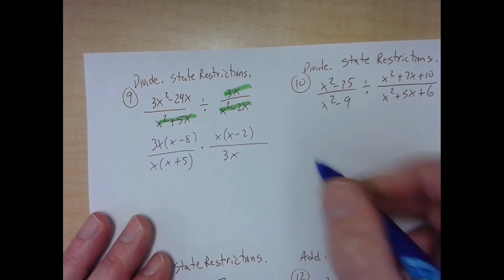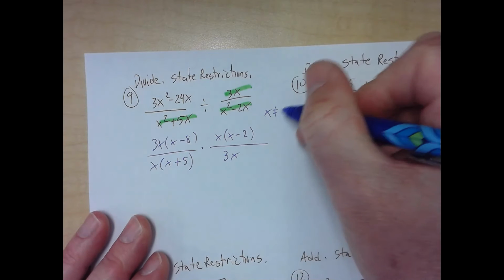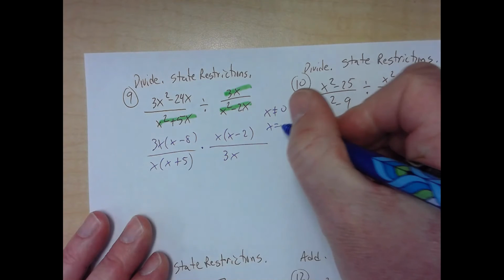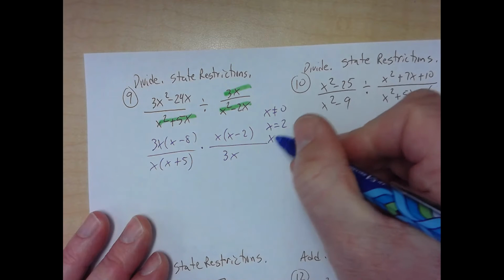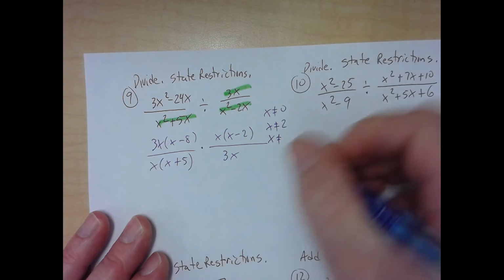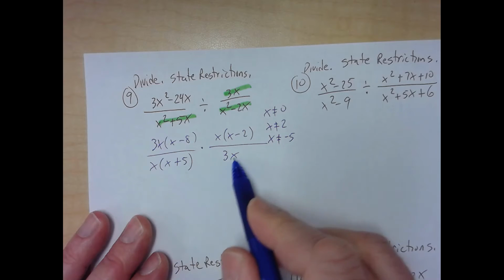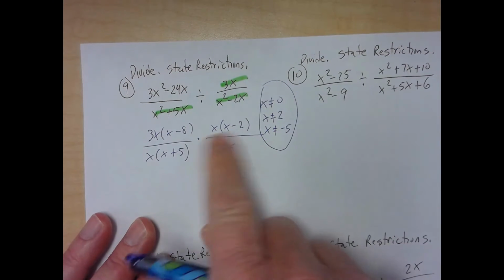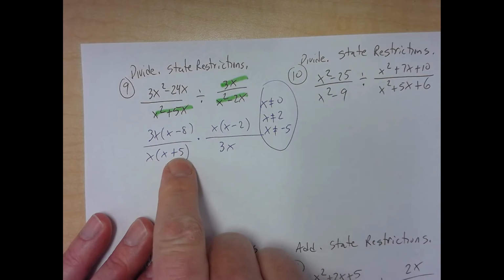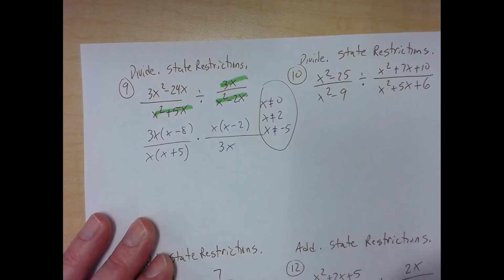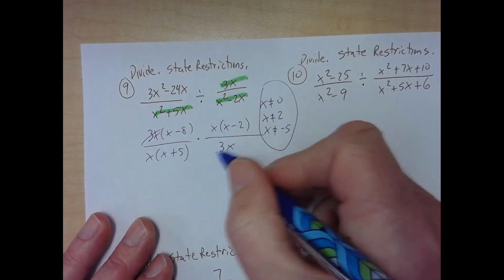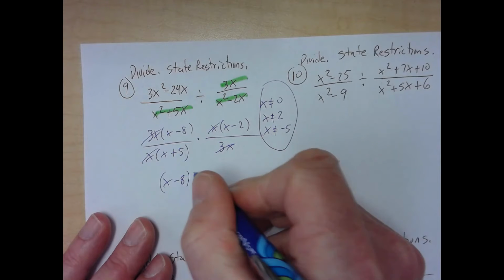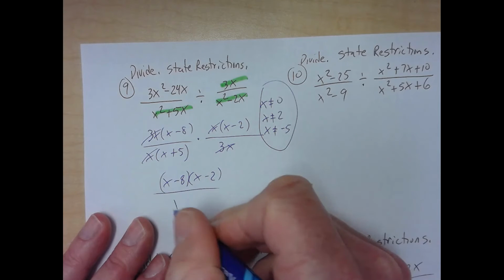And then the restrictions: x cannot be 0. That would be here, here, and there. x cannot be 2, because 2 minus 2 is 0. And x cannot be negative 5. So there, the restrictions. Okay. Did I factor everything correctly? Yes, yes, yes. So now I'm going to hack things away. The 3x's go, the x's go. So I'm left with x minus 8 times x minus 2 over x plus 5.